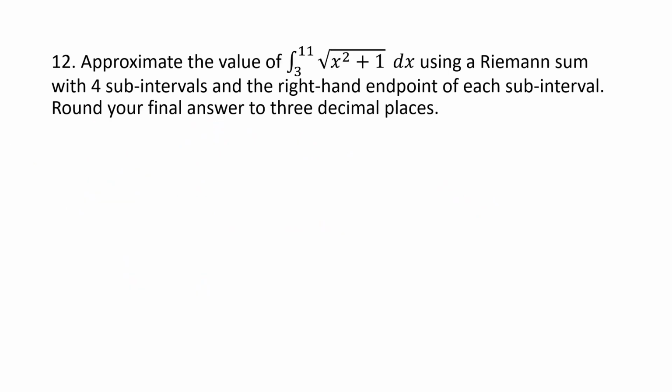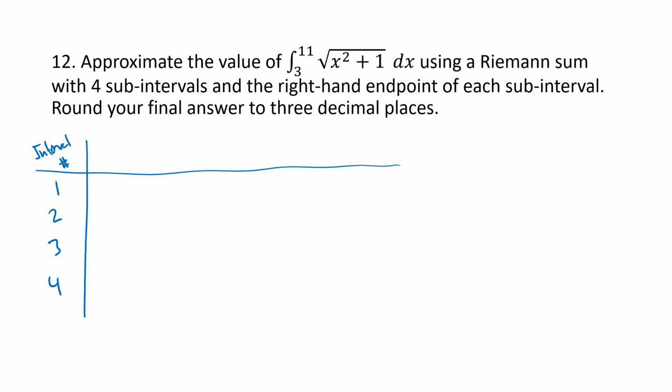All right, last one. So now we want to evaluate a Riemann sum using 4 subintervals and the right-hand endpoint of each subinterval. And as we've talked about in class, I recommend that you make a chart for organizing your information. So for each interval, in this case we've got 4, so 1, 2, 3, and 4, we want to figure out the delta x. We want to figure out the base of our rectangle, which is the delta x.